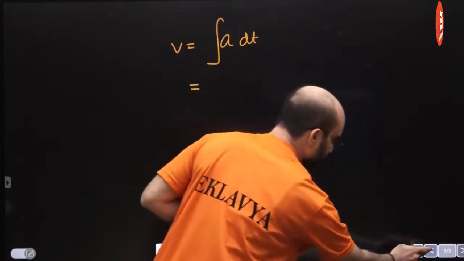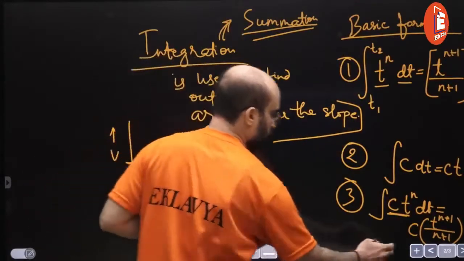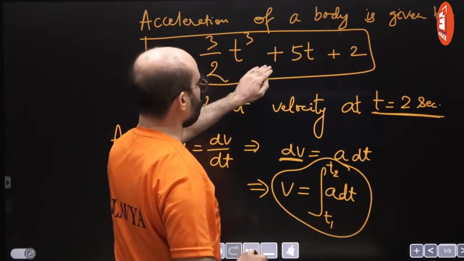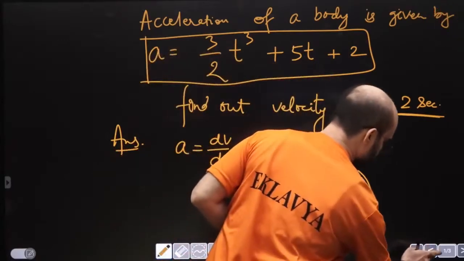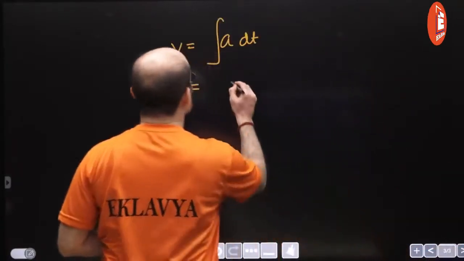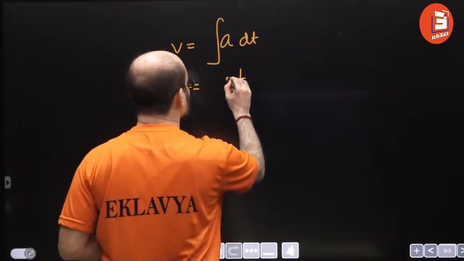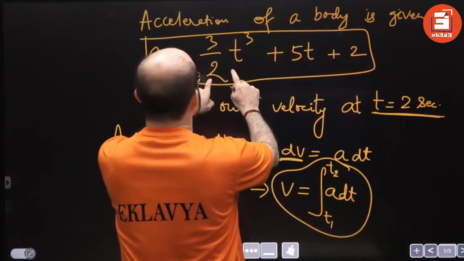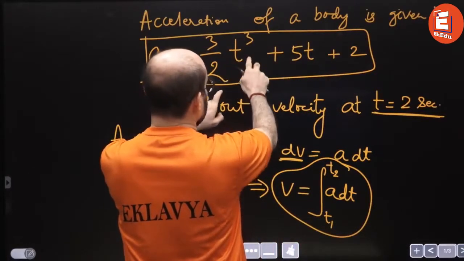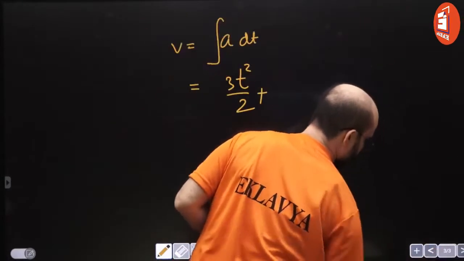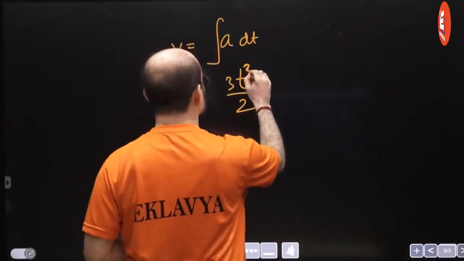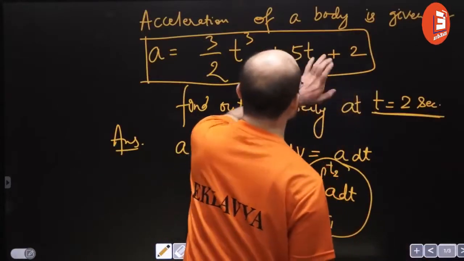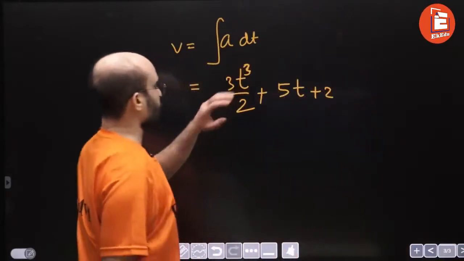Now what is the value of a? a is 3 by 2 t cube plus 5t plus 2, right? So let us quickly write this: 3t cube by 2 plus 5t plus 2. This is your question. Now let us see how to solve it.